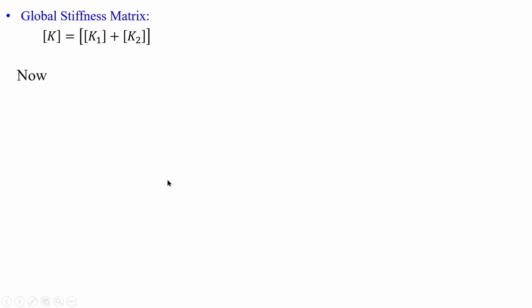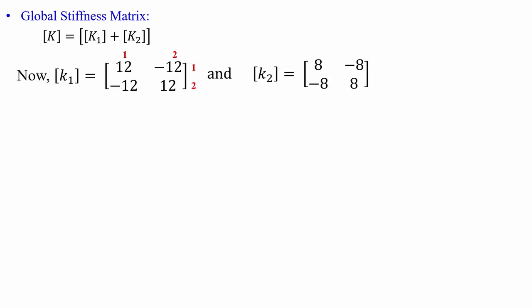Let us compute the global stiffness matrix, which is given as K equal to K1 plus K2, that is, the summation of the elemental stiffness matrices for both elements. Now we have K1 equal to [12, minus 12; minus 12, 12]. Let us write the global node numbers as column numbers and row numbers. Similarly, we have K2 for element 2 as [8, minus 8; minus 8, 8], with global node numbers 2 and 3. Now let us write the global stiffness matrix.